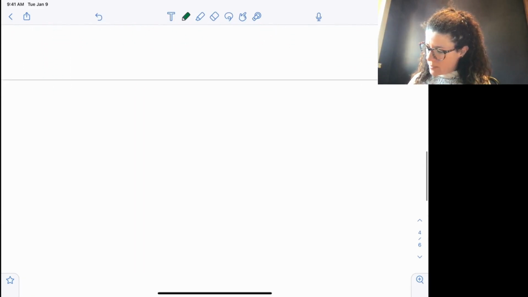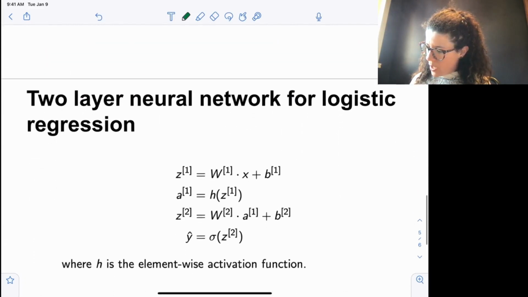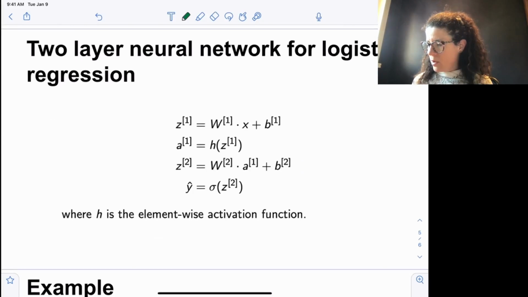So next I wanted to do a computation on a small 2-layer neural network. So what is a 2-layer neural network? First we apply a linear transformation to the input, then we apply a nonlinear function, then we apply another linear transformation, and then finally another linear transformation at the end.